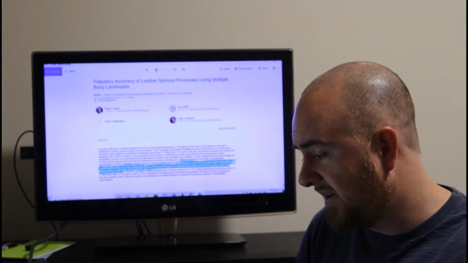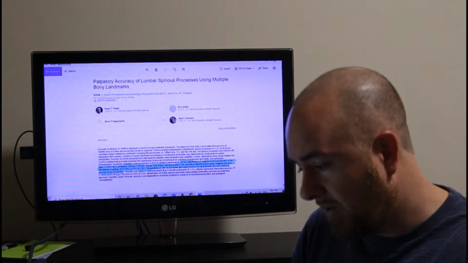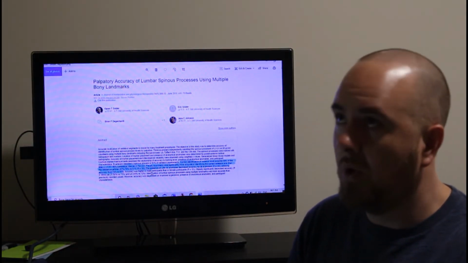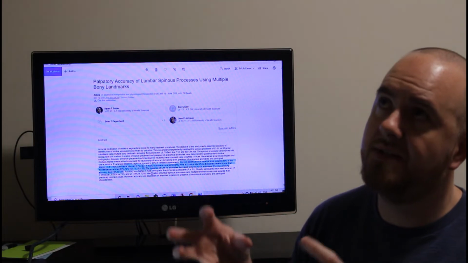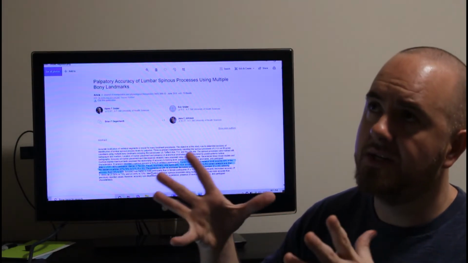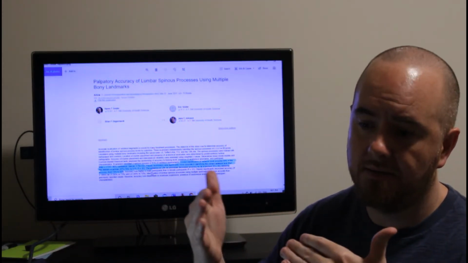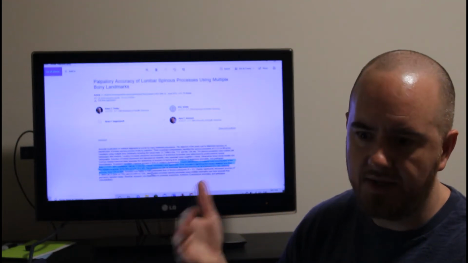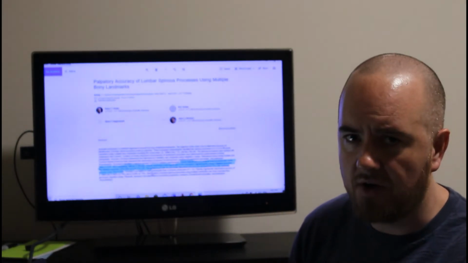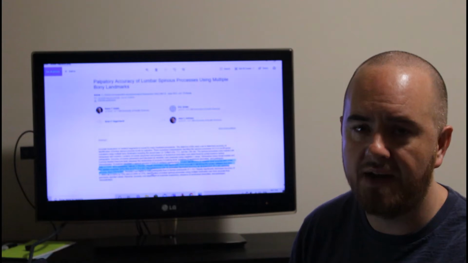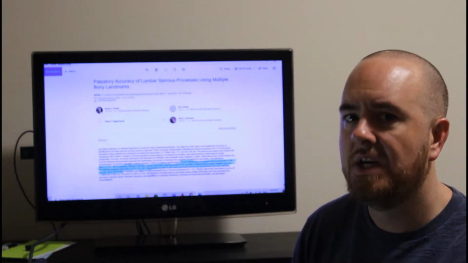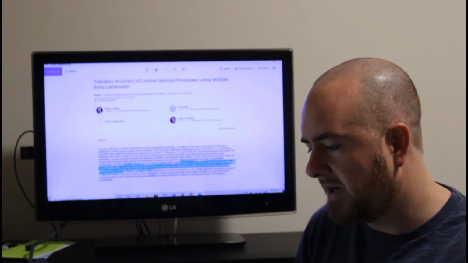Obesity significantly decreased accuracy at L3 and L4. So with obesity, what you're going to have is greater adiposity in the back, in and around these spinous processes, so you're going to have a harder time finding it. When there is more fat, it's harder to find. When there's more tissue obscuring things, it's harder to find.